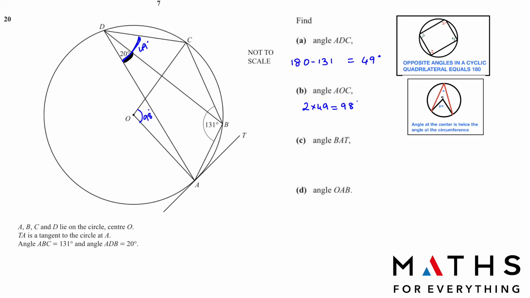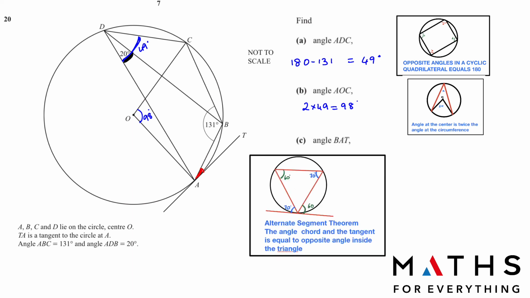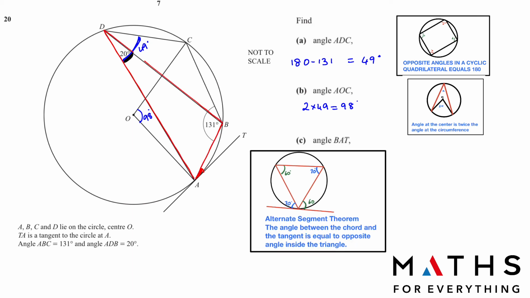Now question number C, we have to find angle BAT. This is the angle we need to find. Let's see which circle theorem we can use here. We can use the alternate segment theorem. I'll explain to you. I've drawn in red the triangle ADB. The alternate segment theorem says that the angle between the chord, this is called a chord, and the tangent is equal to the opposite angle inside the triangle. So that tells us that angle BAT is equal to 20 degrees.